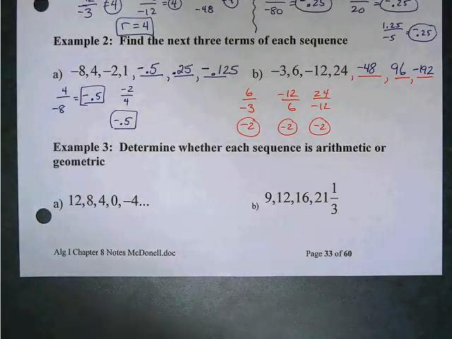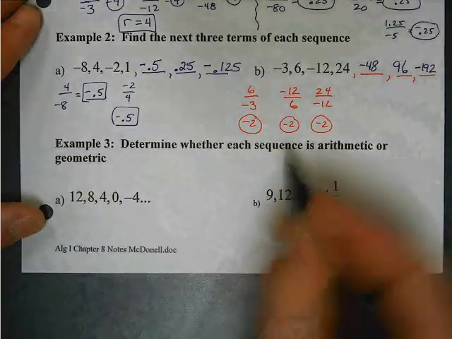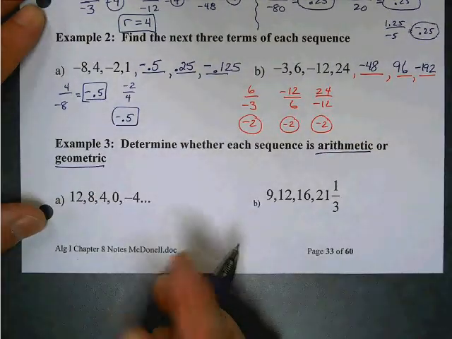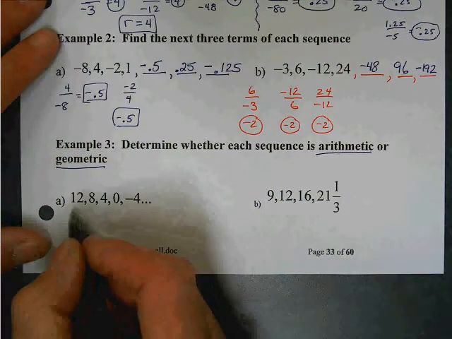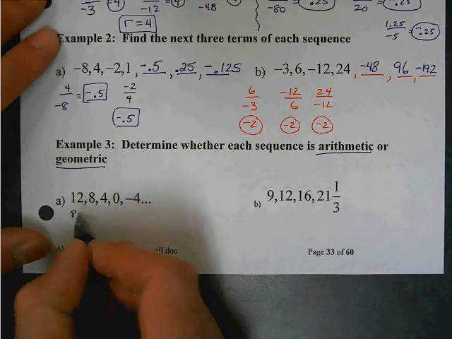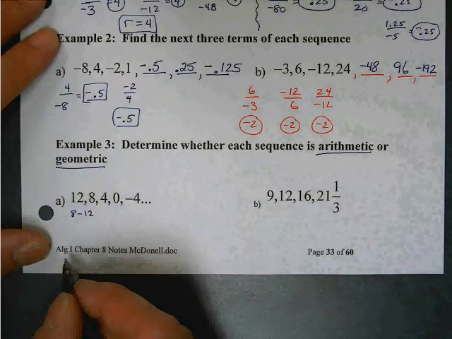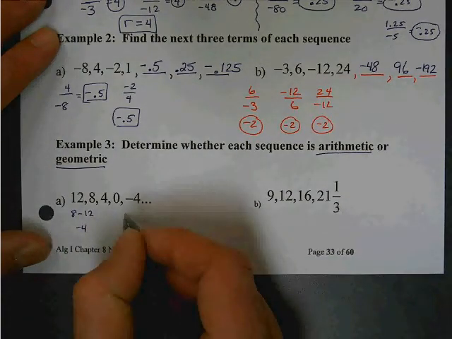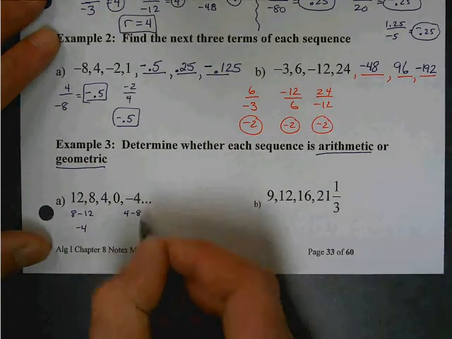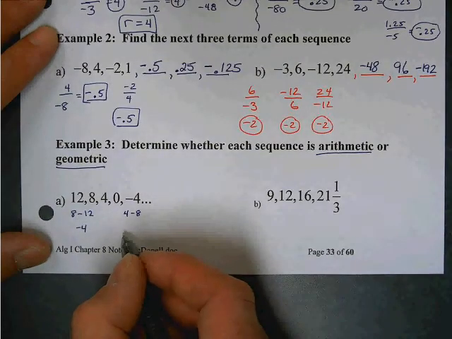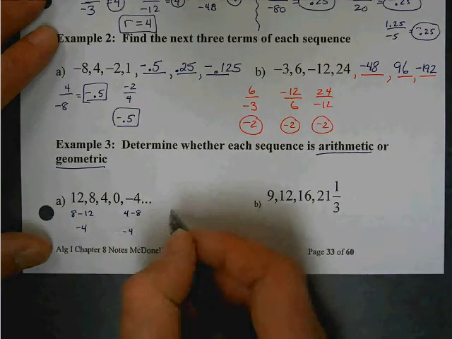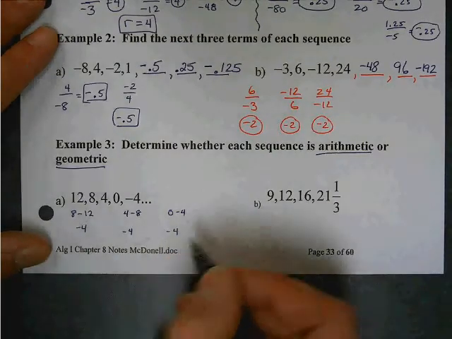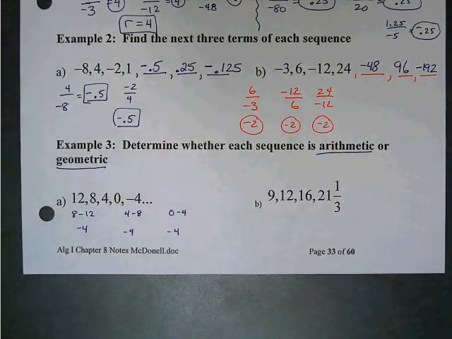All right, now, a little bit of determination, a little bit of judgment here. Take a look at the sequence. Let's see if we can figure out, is it arithmetic or is it geometric? Let's try. What is 8 minus 12? Negative 4. What is 4 minus 8? Negative 4. What is 0 minus 4? It looks like this is what? Arithmetic.